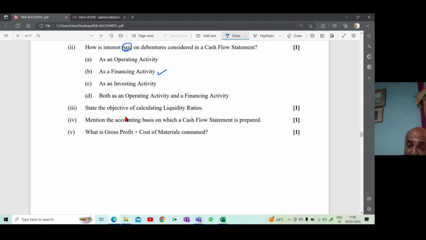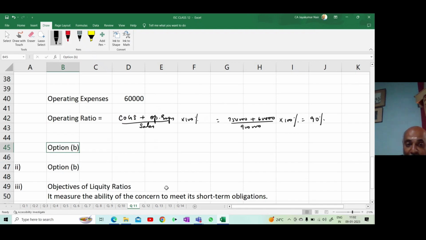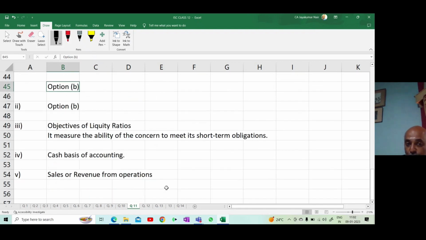Now they are saying state the objective of calculating liquidity ratio. What is the objective of calculating liquidity ratio? It is to assess the ability of the firm to meet its short-term obligations. It measures the ability of the concern to meet its short-term obligations. So that is one of the objectives of calculating liquidity ratio.